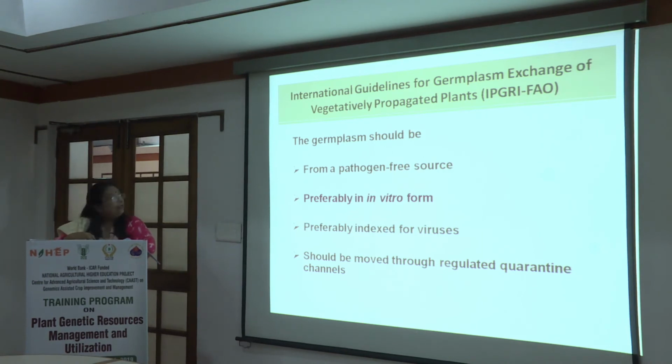These are international guidelines for exchange of material. They were developed by FAO and IPGRI. IPGRI is now known as Bioversity International. You might be knowing that. The germplasm needs to be from a pathogen-free source, preferably in the in vitro form, preferably indexed for viruses, and should be moved through regulated quarantine channels. So wherever there is exchange of vegetatively propagated crops or clonally propagated crops, I hope you know the difference between the two.